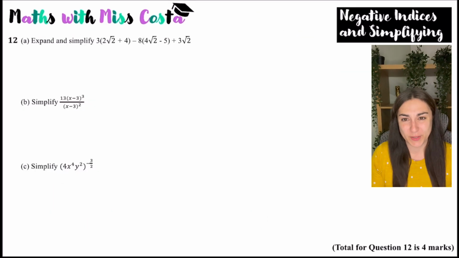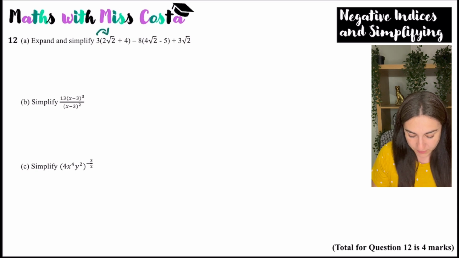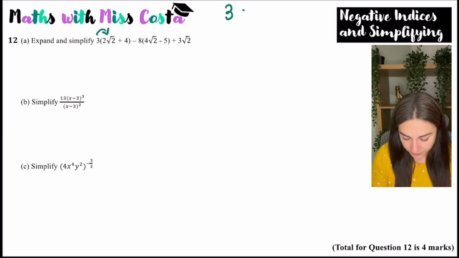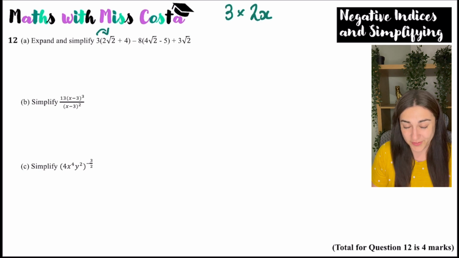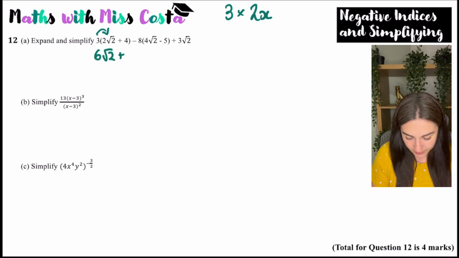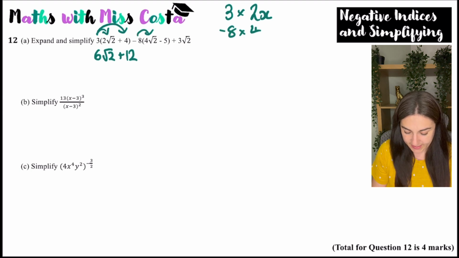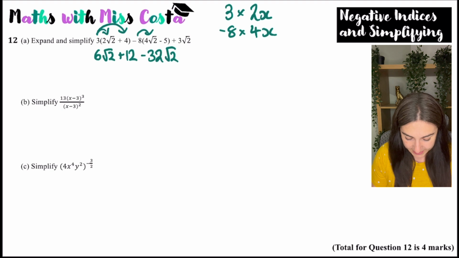So in this first question, I'm just being asked to expand and simplify. So that's what I do. I multiply everything. Remember, when you're multiplying surds, you can treat it like algebra. So you could imagine that's the same as saying 3 times 2x, which would be 6x. So that would be 6 root 2. 3 times 4 is 12. And then minus 8 times 4 root 2. Again, imagine it is algebra. So minus 8 times 4x would give you minus 32x, but it's root 2 instead. And then minus 8 times minus 5 is going to be plus 40. And then you add on 3 root 2.